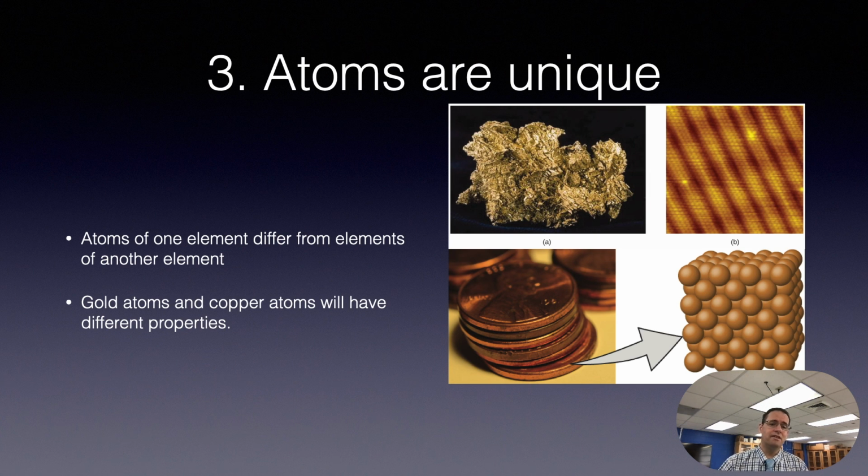Atoms of one element differ from elements of another element. So on top we have gold, and on the bottom we have copper, okay? So gold atoms and copper atoms will have different properties, okay? Gold is a little bit yellowish, copper is a little bit kind of a reddish bronze type of color, and they're just going to have different properties, okay? If you drop gold into nitric acid, it won't react. If you drop copper in nitric acid, it will react. Gold is unreactive. Copper slowly corrodes depending on the nature of the environment.